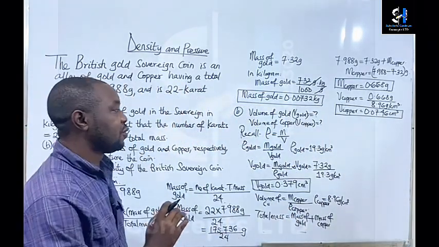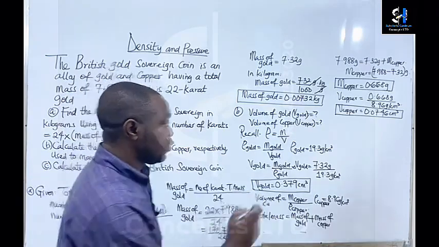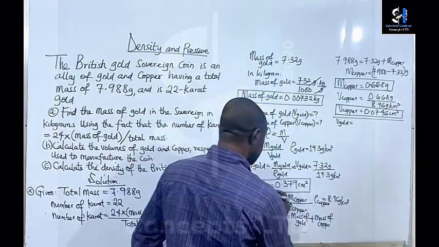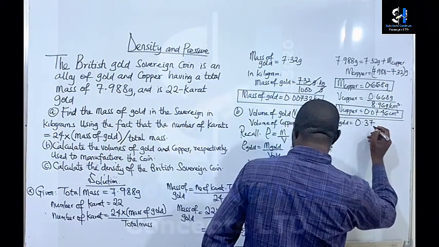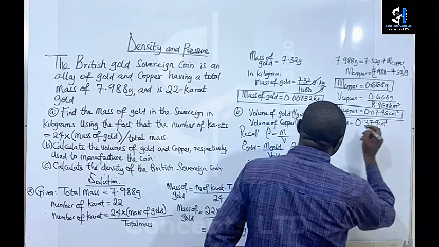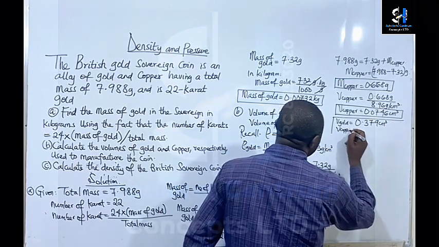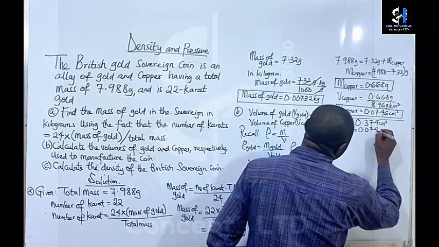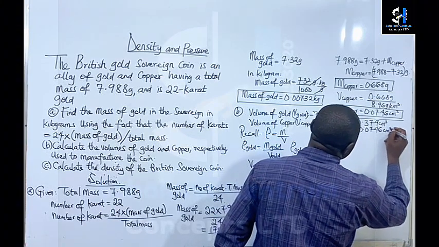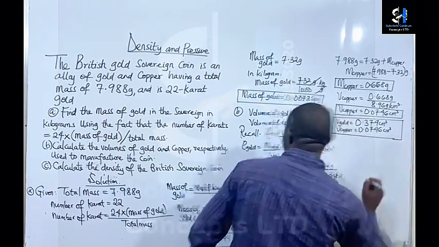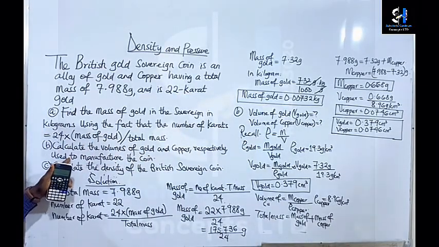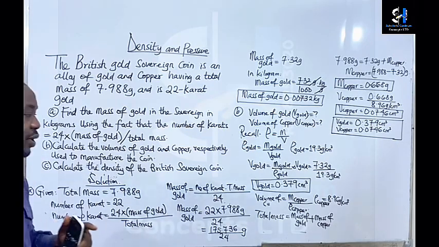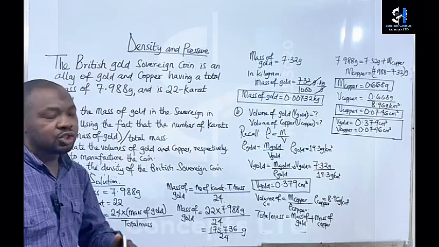And this is the volume of copper, and this is the volume of gold. So we can then say that volume of gold is 0.379 cubic centimeters. Then volume of copper is equal to 0.0746 cubic centimeters. And that is exactly what we are asked to calculate according to B. That's question B. Now, finally, we want to find out the density of the British sovereign coin.